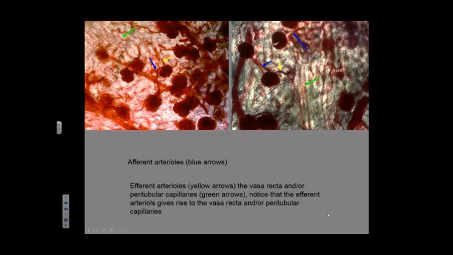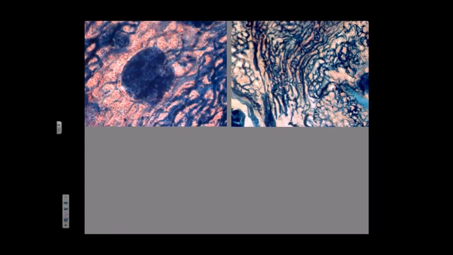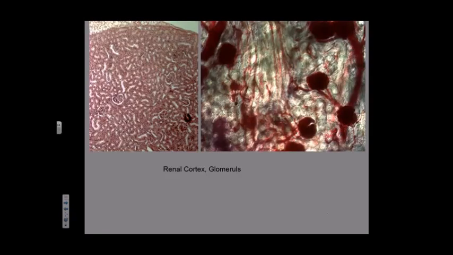More of the same thing. Here's some vasa recta right here, following the proximal convoluted tubules. Here is an afferent. I don't know which one's the efferent. I can't tell because these both look like the same thickness. Here's an afferent, here's an efferent, that's for sure. So basically the same thing. And again, I'm pounding it to death now. So same stuff.